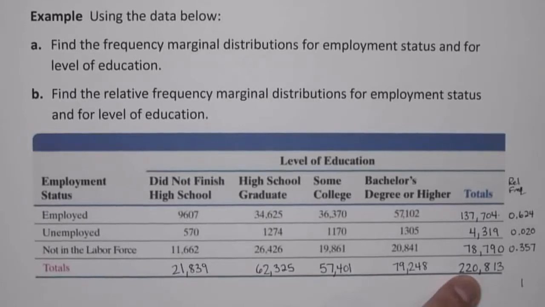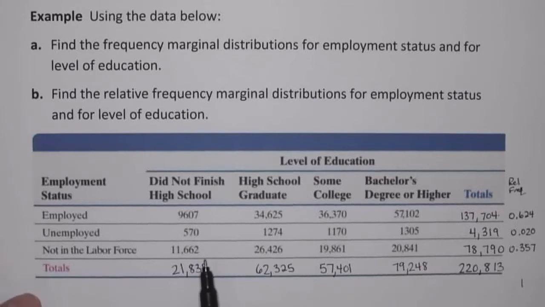So what is this telling me? The relative frequency for employed is 0.624, the relative frequency for unemployed is 0.020, and the relative frequency for not in the labor force is 0.357. In other words, about 62.4% of individuals in November of 2018, aged 25 and older, were employed. About 2% were unemployed, and about 35.7% were not in the labor force. That is the significance of this relative frequency marginal distribution.